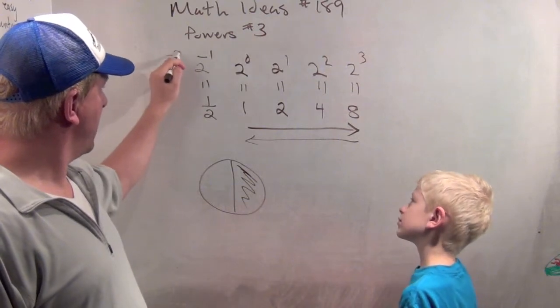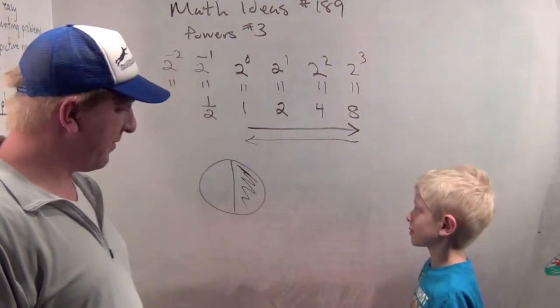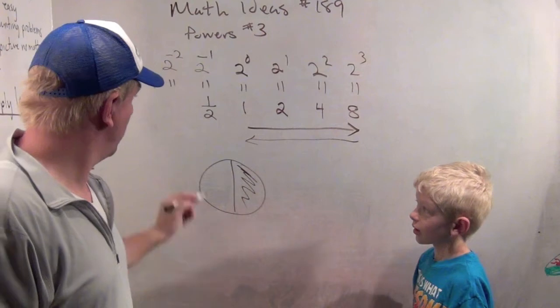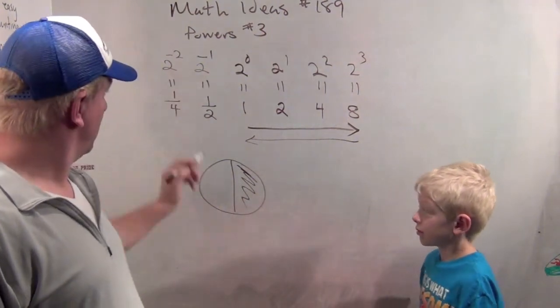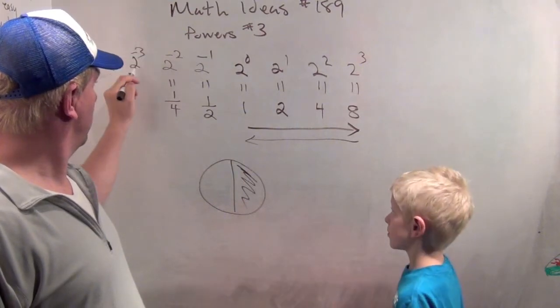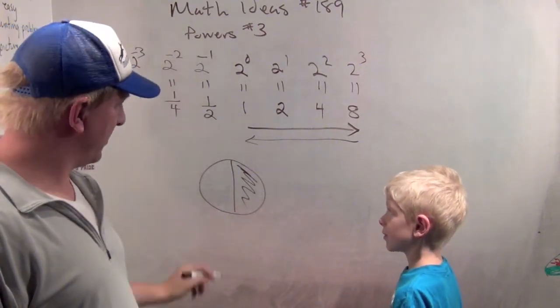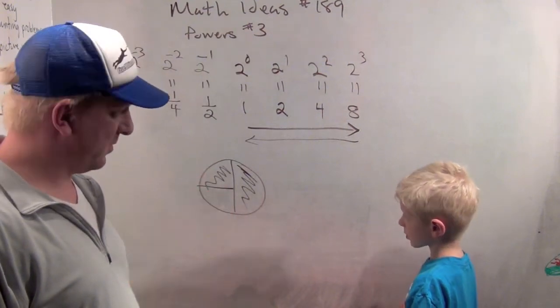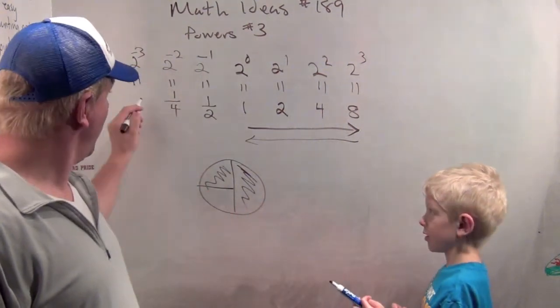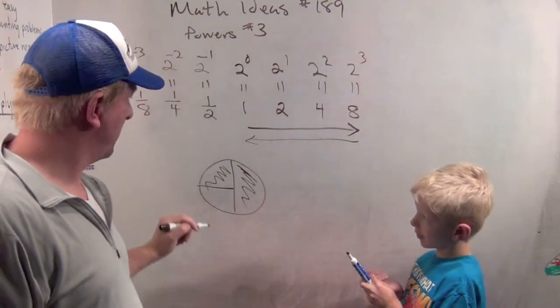How about 2 to the minus 2? What's 1/2 divided by 2? 1/4. Whoa! 2 to the minus 3. What do you think that equals? It's 1/4 divided by 2. It's 1/8. Now I think I see a pattern.